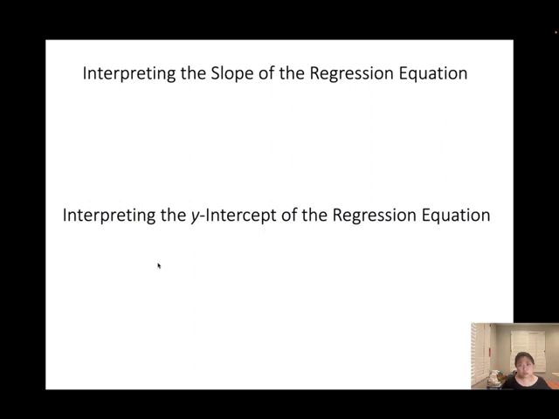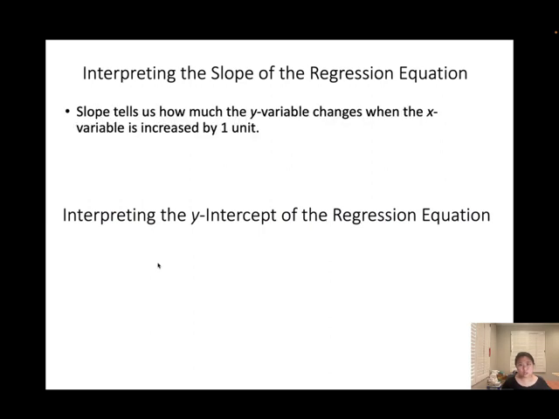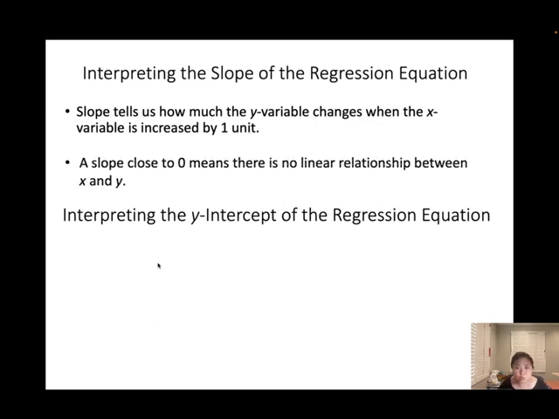Okay, interpreting the slope of the regression equation. Slope tells us how much the y variable changes when the x variable is increased by 1 unit. And a slope of 0 means there is no linear relationship between x and y. Okay, think about it. When the slope is equal to 0, that will be a horizontal line. So it's not increasing, not decreasing. So another way to say it is there is no linear relationship between these two variables.